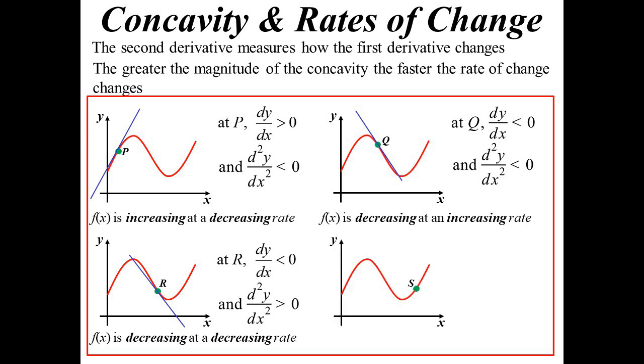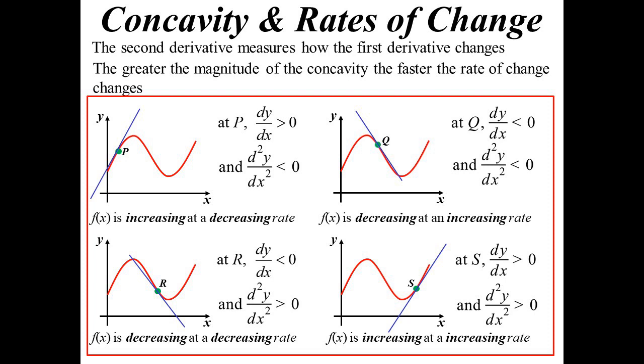It then goes past the stationary point, and now it's increasing again, but it's concave up. So if that point keeps moving, that tangent is going to get steeper and steeper. So when it's increasing and concave up, the function is increasing at an increasing rate.